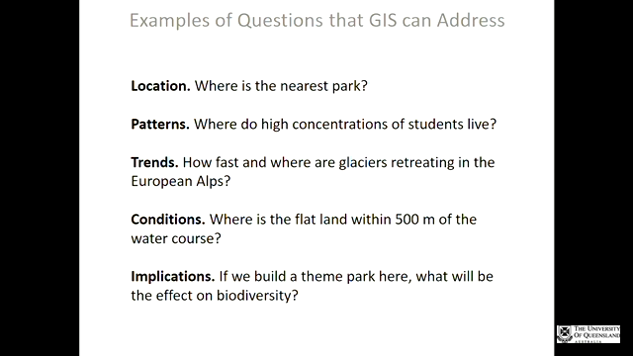But what do you notice about all of these questions? They're spatial. Almost in every one there's a where, isn't there? Well, almost. There's something spatial, okay? So they're all asking spatial questions. And that's what GIS allows us to do.